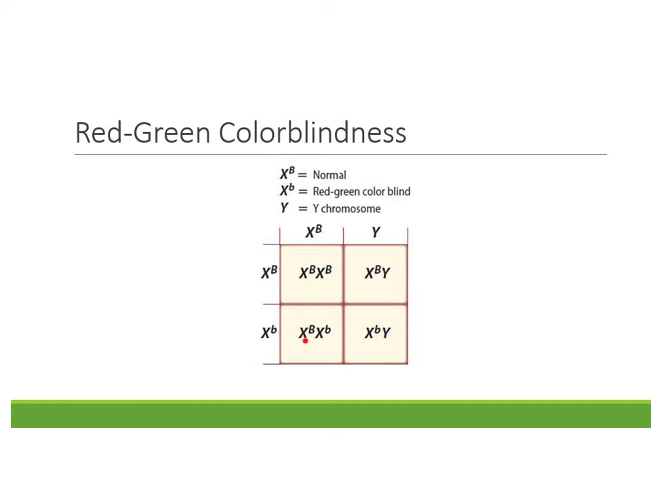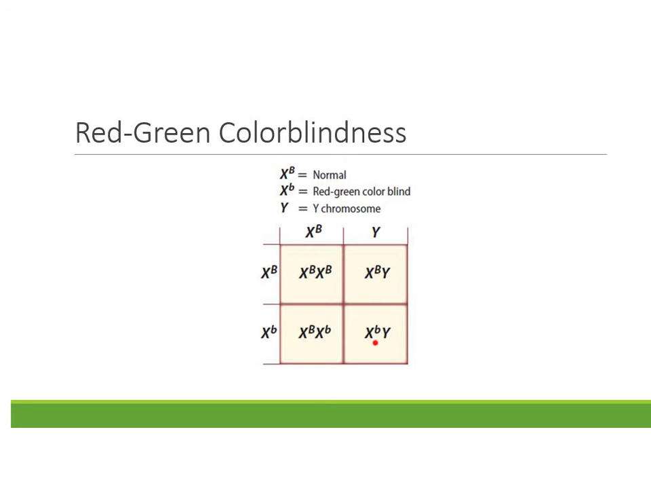Capital B, lowercase b. Because there's at least that one capital B, what's her vision going to be? Okay, normal. And then finally we have XY, which would be a son, and there's only one lowercase b, which means what's his vision going to be? Colorblind.